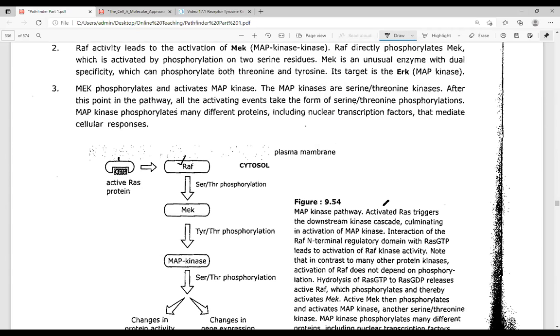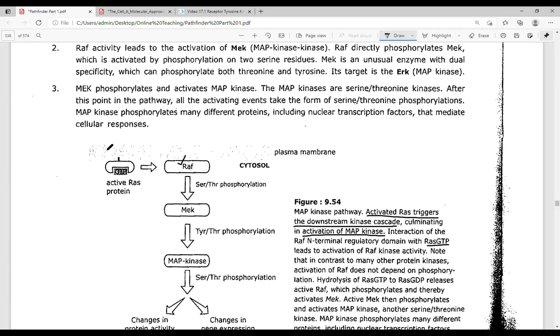The MAP kinase pathway: this is the activated RAS. The activated RAS triggers the downstream kinase cascade of the pathway, culminating in activation of MAP kinase. The interaction of the RAF N terminal regulatory domain with RAS GTP leads to activation of RAF.